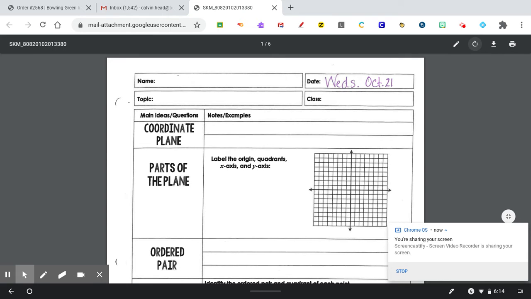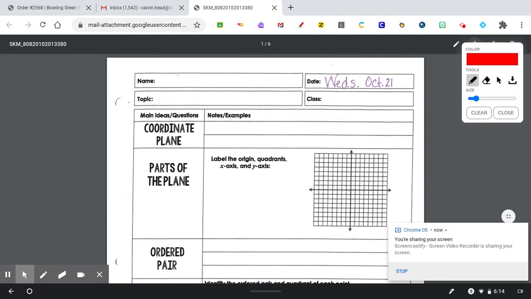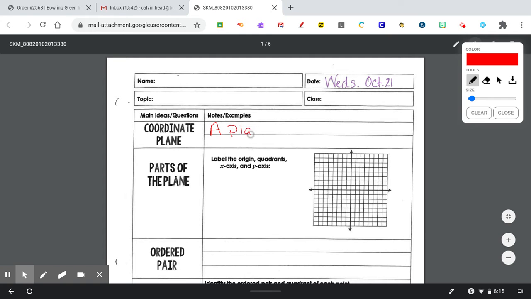All right, today we're going to take notes starting our functions unit. First we're going to start with the coordinate plane and what a coordinate plane is. A coordinate plane is a plane that's divided into four regions that's used for graphing. Some of this should be just a little bit of a review.